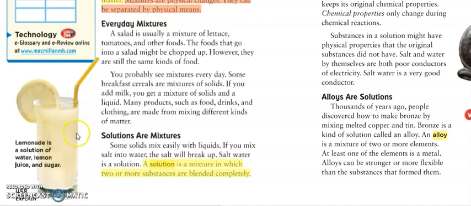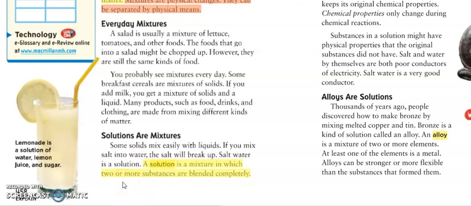Of course, here also the lemon and the sugar are present in the taste of the lemonade. So this is an example of a mixture because they are present inside this mixture. A solution is a mixture in which two or more substances are blended completely. Like in this example, the water, the lemon juice, and the sugar are blended completely together to make a solution.